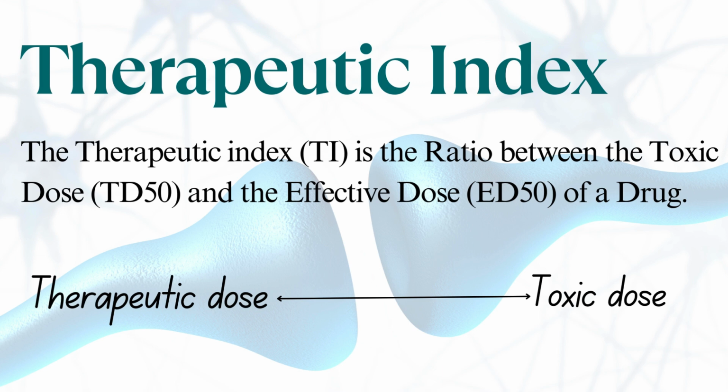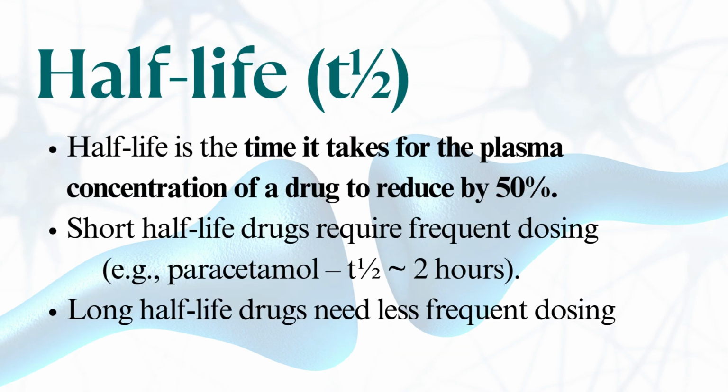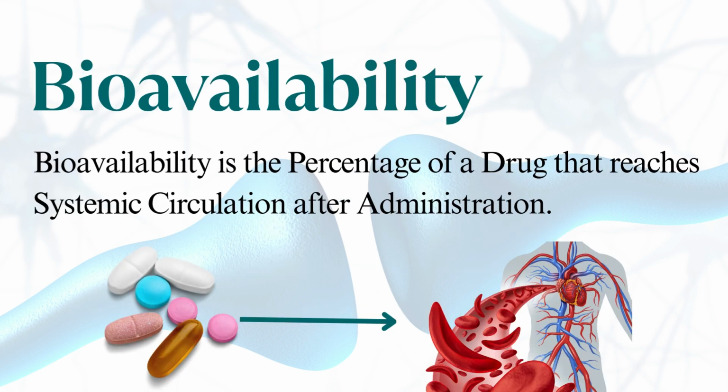Therapeutic index. The therapeutic index is the ratio between the toxic dose and the effective dose of a drug. Simply said, it is the dose range between toxic and effective dose. Half-life. Half-life is the time it takes for the plasma concentration of a drug to reduce by 50%. Short half-life drugs require frequent dosing, e.g., paracetamol, T1/2 2 hours. Long half-life drugs need less frequent dosing, e.g., diazepam, T1/2 20 to 50 hours.